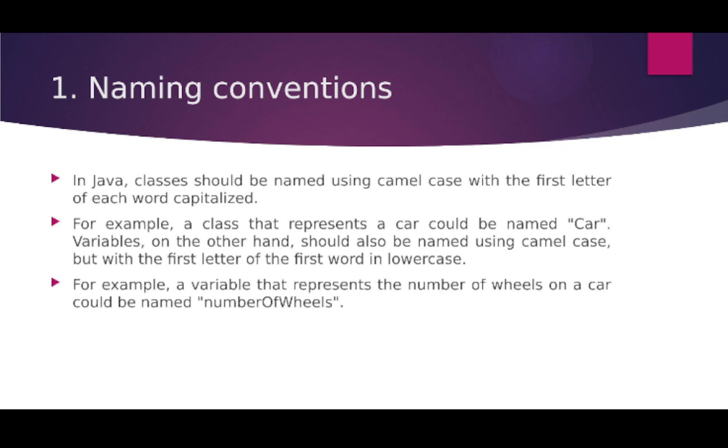For example, a class that represents a car could be named Car. Variables, on the other hand, should also be named using camel case, but with the first letter of the first word in lowercase.